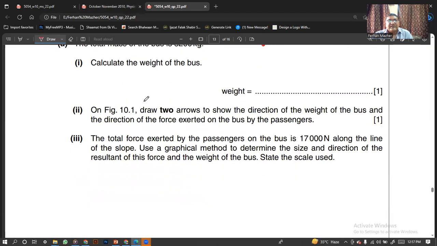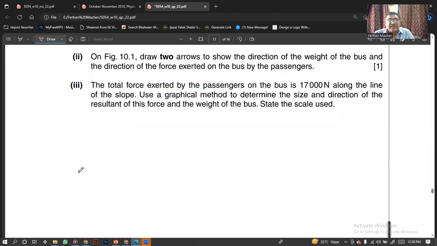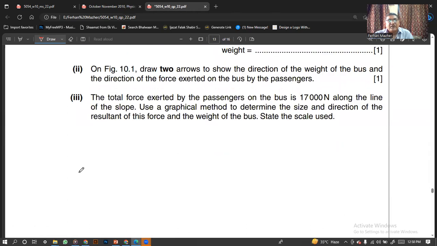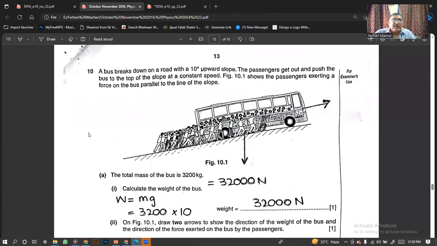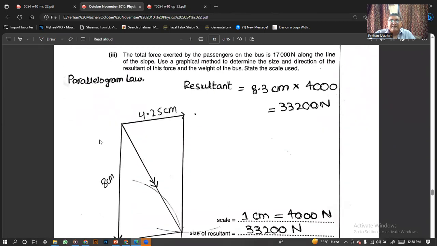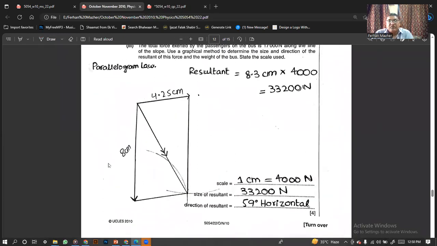Okay, now the next question is, the total force exerted by the passengers on the bus is 17,000 Newton along the line of the slope. Use a graphical method to determine the size and direction of the resultant of this force and the weight of the bus. State the scale used. So we have to mention the scale here. We have to tell the size of the resultant force, and we have to tell the direction of the resultant force. These are two vectors. 32,000 Newton is the weight of the bus. 17,000 Newton is the force exerted by the passengers. And we have to add them up and find the resultant force.